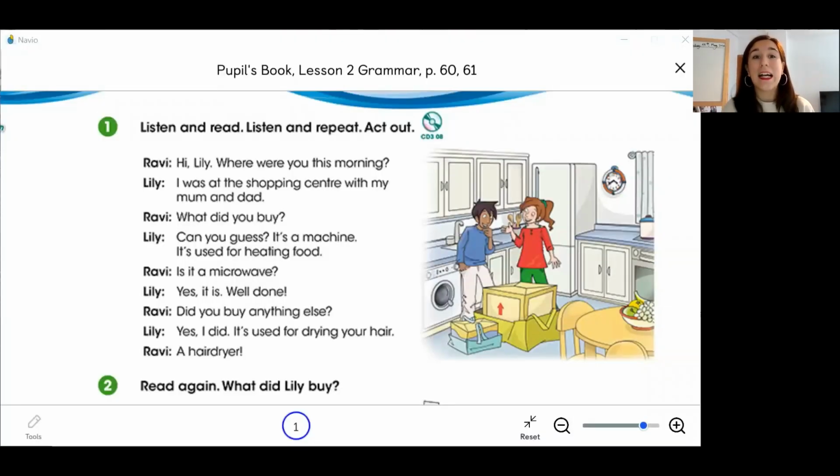Another class with me, with teacher Elena. Today we are going to explain something of English, okay? So let's check what your book says. Here we have your book.